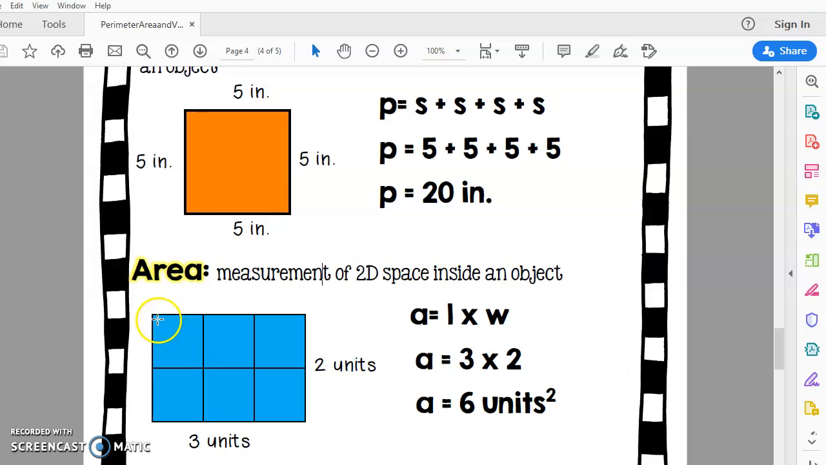Also, you can think about this is your bedroom. And let's say your parents are going to change your carpet. You're not going to put carpet on the outside of your bedroom. You're going to put carpet all on the inside. So this is the area.